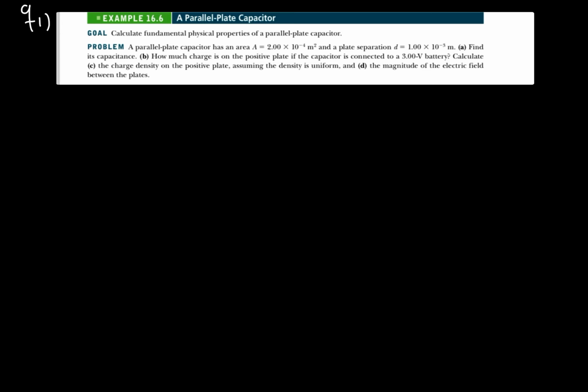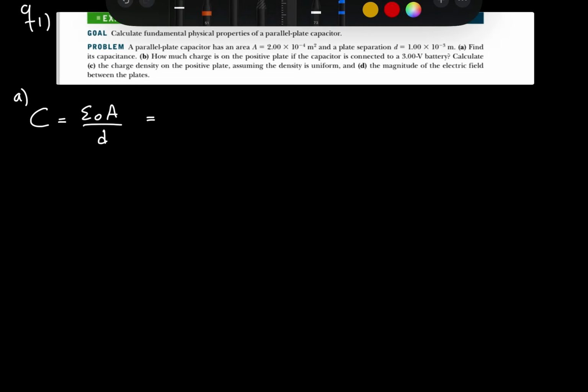So here's what's going to happen. In the first part, C in part A is simply going to be epsilon 0 times area over distance. K_D is just 1. So we're going to plug in the numbers. Let's do that.